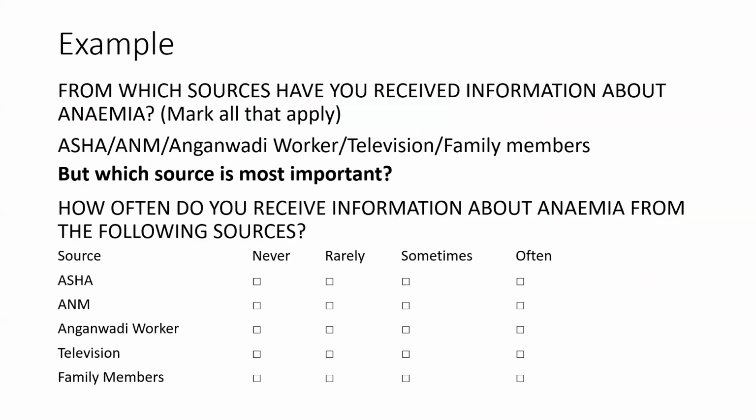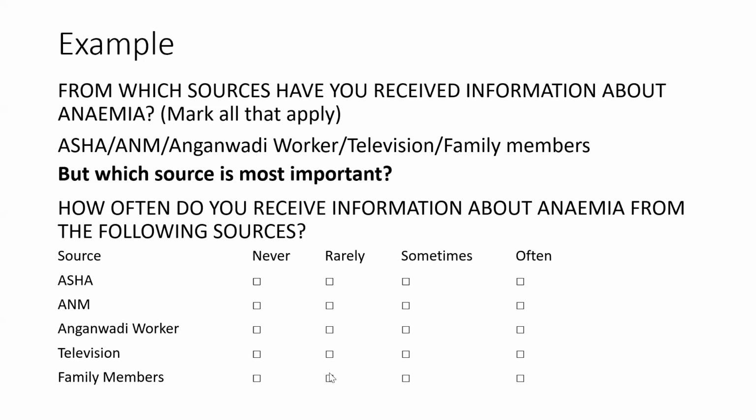Here is another question. From which sources have you received information about anemia? The respondent might have received the information from more than one of these options. But the question arises, which of these is most important for the respondent? Because that might be of prime importance in your objective. So what you will do is ask, how often do you receive information about anemia from the following sources? You list out the sources and give them options from which they can choose, so you can identify which is the most important source for each respondent.